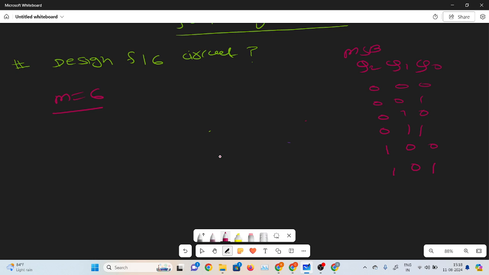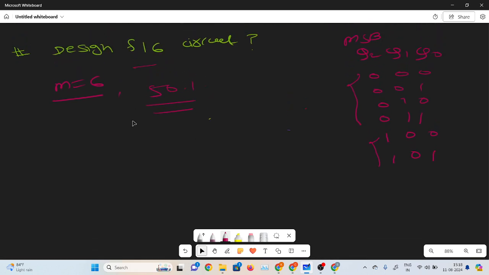So for the first 4 clock pulses it will be 0, and for the next 2 clock pulses it will be logic 1, because I am designing a basic circuit. Our motive is to design a basic circuit with 50% duty cycle. But how will we design this thing, a basic circuit with 50% duty cycle?